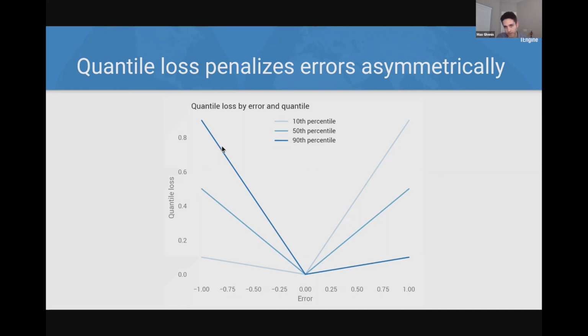It gets a little more interesting if you're predicting percentiles that are not 50%. So for example, if you're trying to predict the 90th percentile, the point at which 90% of the observations would fall below that, you're actually going to penalize errors that are too low more than errors that are too high. And vice versa for low quantiles. You're going to penalize low errors less for low quantiles. So the idea is you have to have different quantile losses for every quantile you're assessing.